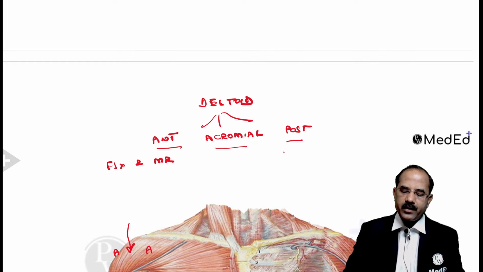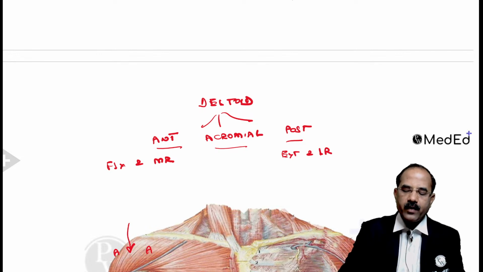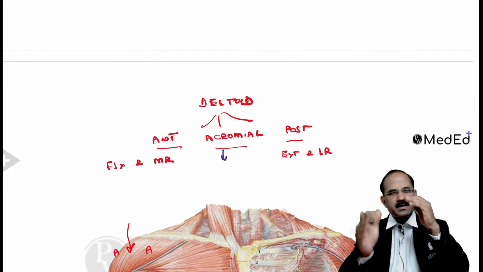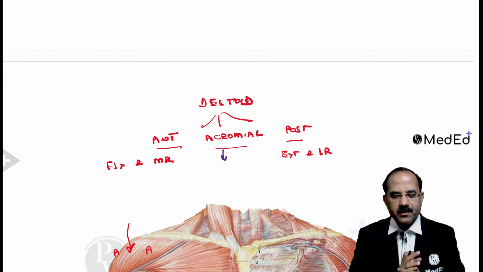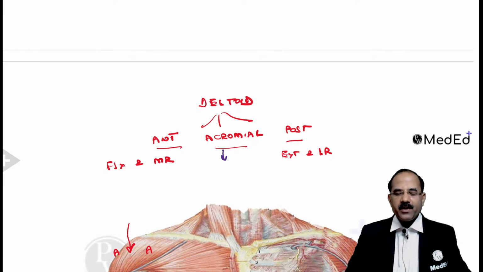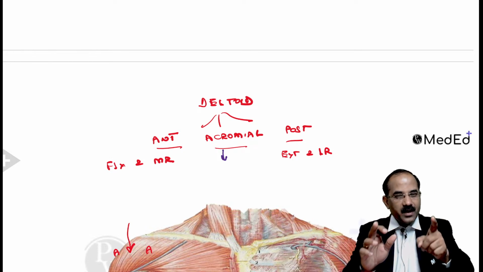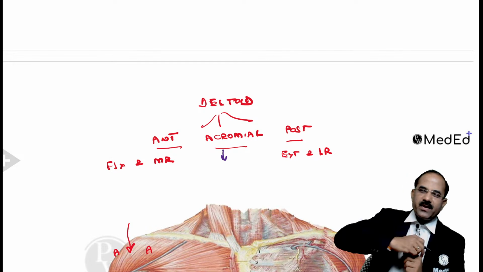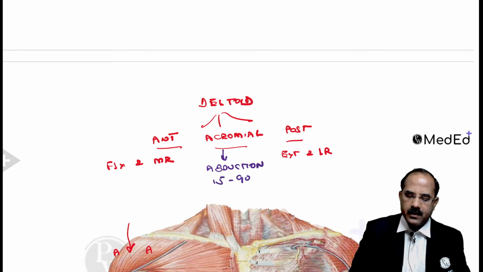The posterior fibers of deltoid do what? They do extension and lateral rotation. And what do the acromial fibers of deltoid do? Students, come on, as much as we can discuss, let us discuss. Many MCQs, many options will become clear. Any guesses? They cause abduction. Very good. They cause abduction from 15 to 90 degrees. Abduction from 15 to 90 degrees is done by acromial fibers of deltoid.